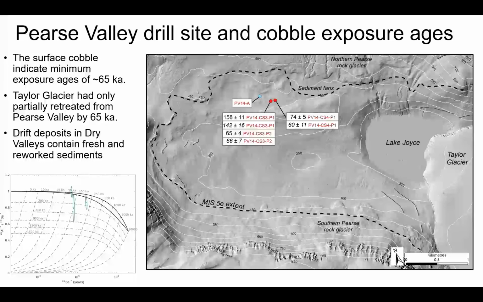So there was only perhaps partial retreat during that time. And a two-isotope plot in the bottom left corner illustrates that these samples were in fact continuous exposure rather than having a complex exposure history, except for perhaps the older sample, which predates MIS 5E. And one of the interesting things about this site is these drift deposits, these cobble samples, are scattered amongst a series of fresh and reworked sediments.